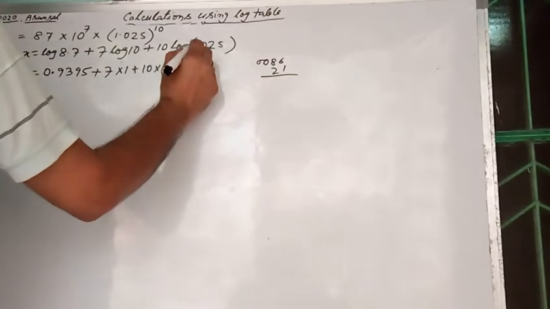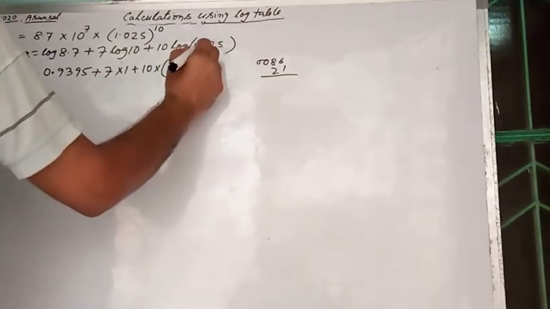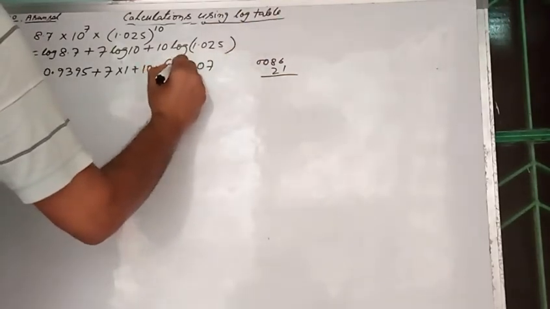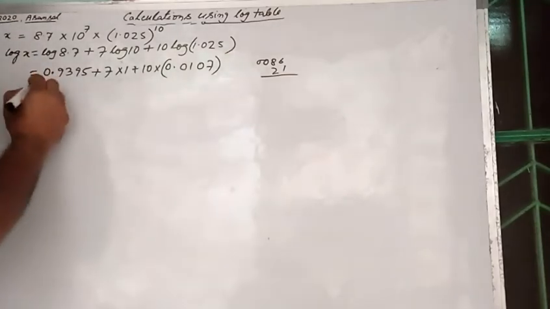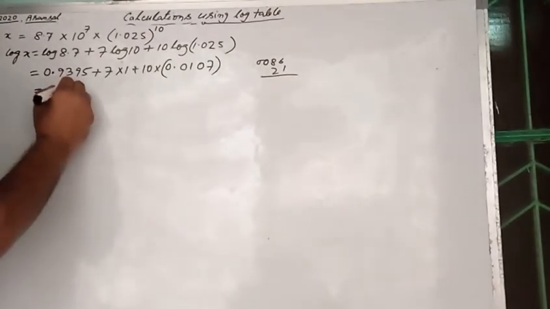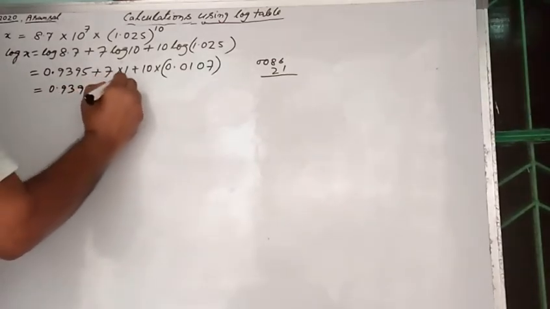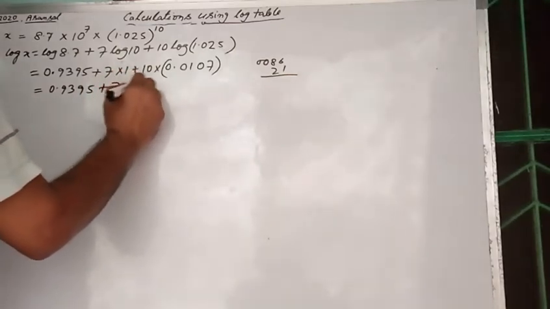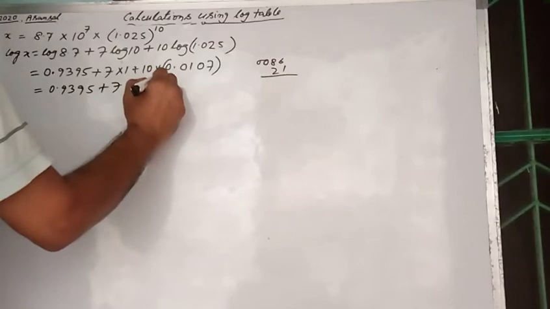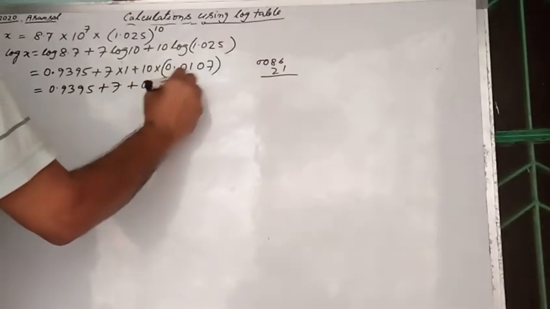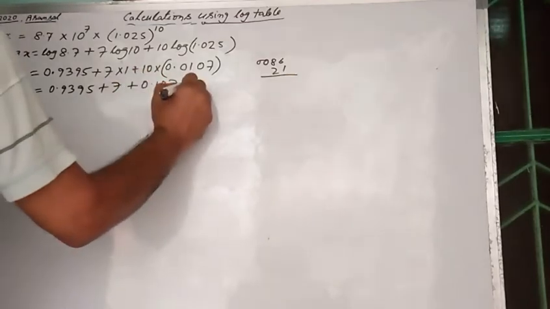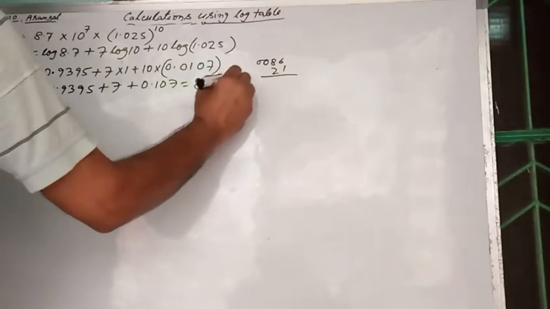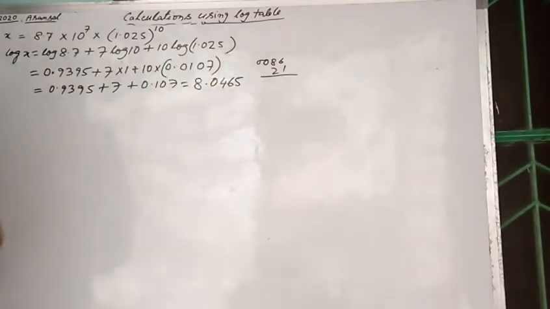What will be the characteristic? In the standard form, it can be written as 1.025 into 10 to the power 0. That 0 comes in the characteristic, which is equal to 0.9395 plus 7 into 1, that is 7, plus 0.107. After simplifying, we will get it as 8.0465.